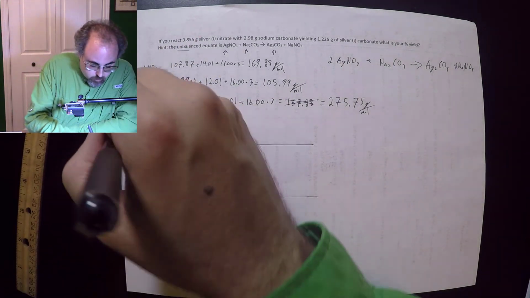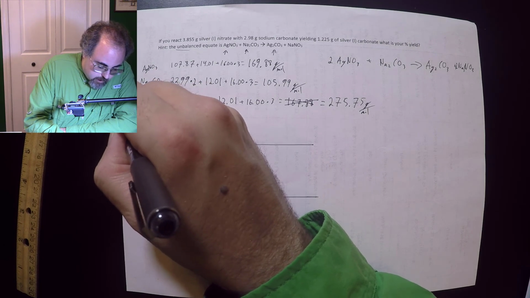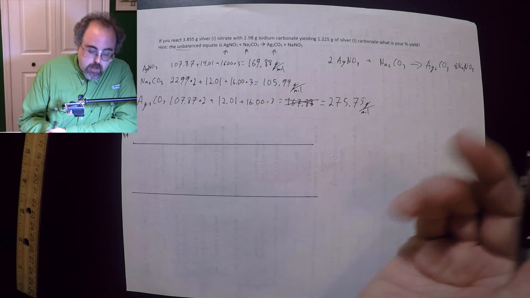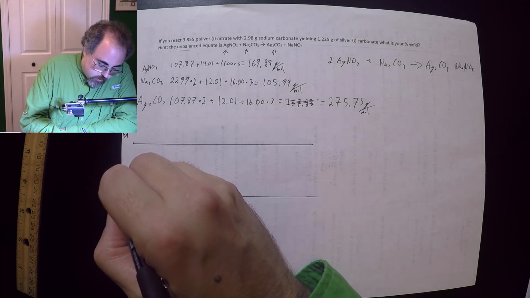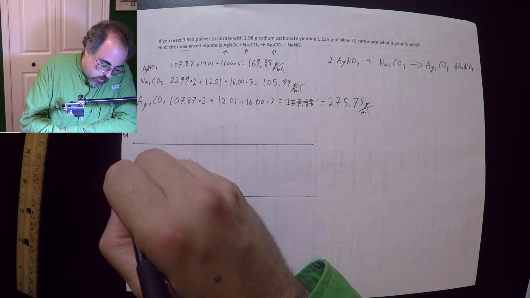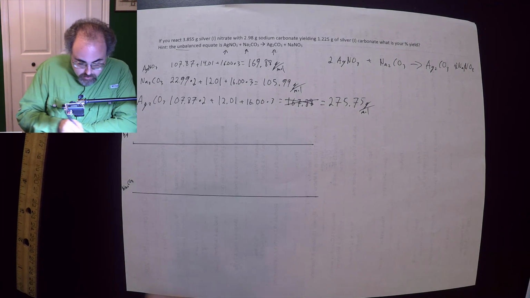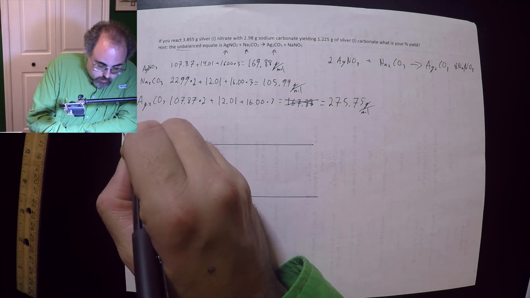Okay, so the first one is going to be my AgNO3 one, and this is assuming that AgNO3 is the limiting reagent. And the next one is going to be the Na2CO3. I assume that's the limiting reagent. So I'm going to start out with what I know.